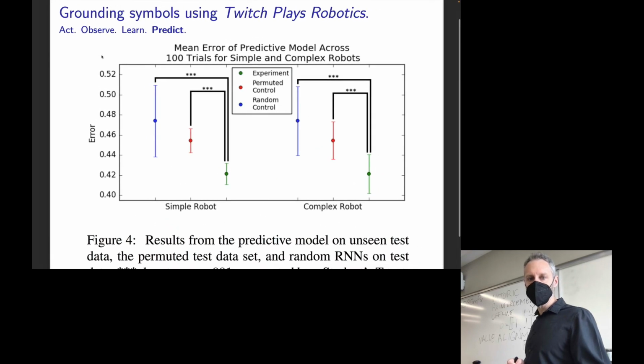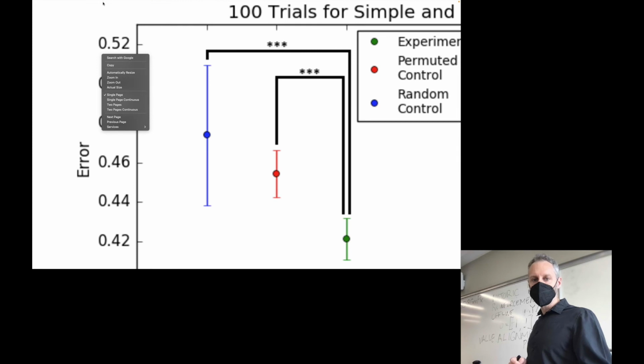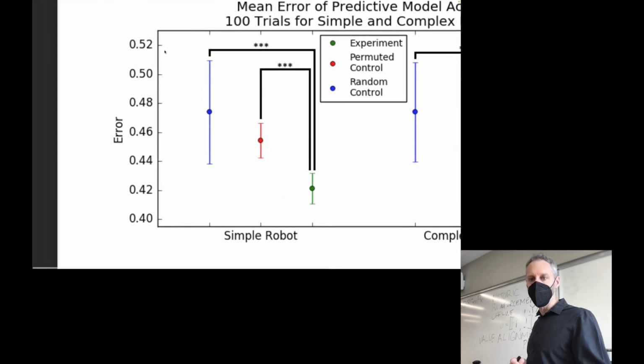Okay, here's the answer. Let's look at the simple robot first. This is the worm robot on the left here. We started with a control. This is like A/B testing. You can think of blue as A, and you can think of green as B.